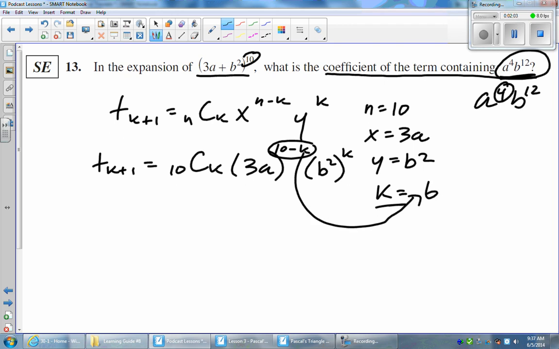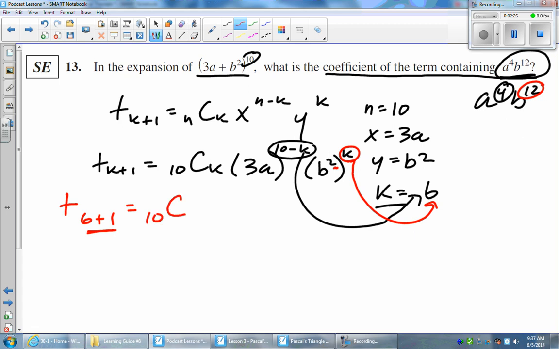All right, and you can say the same thing for the b as well. Remember, we want a power of 12 on the b. Right now it's 2 to the power of k. The only number that fits in there is 6. So let's go ahead and plug in that k value. So k is equal to 6, plus 1. So as you can see here, we're actually trying to find the seventh term.